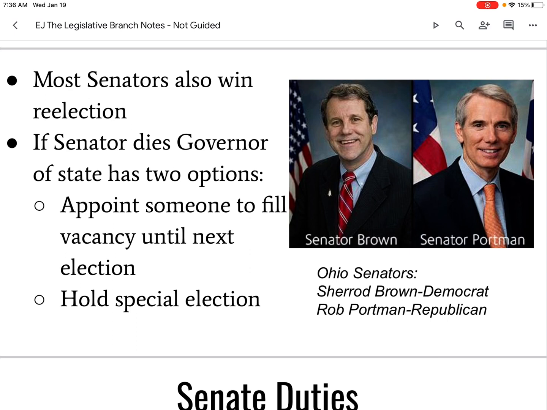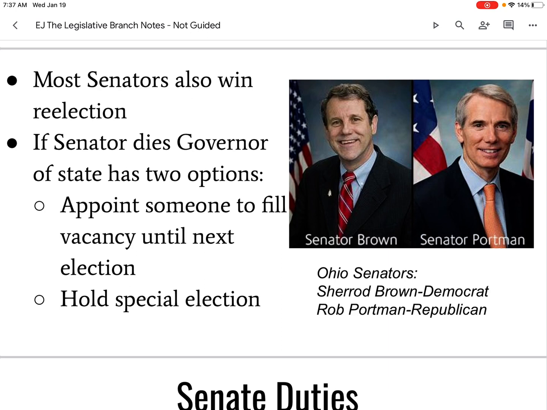If a senator dies, a governor has 2 options. This is kind of interesting because this is where we combine state governments along with the federal government, because the senators are a part of the federal government. They represent the state, but they go, remember, to D.C., so they're part of the federal government. So if a senator dies, the governor can appoint someone to fill the vacancy, so they would just pick someone, or they can hold a special election. How far into a term the senator is kind of determines how that governor is going to make that decision.